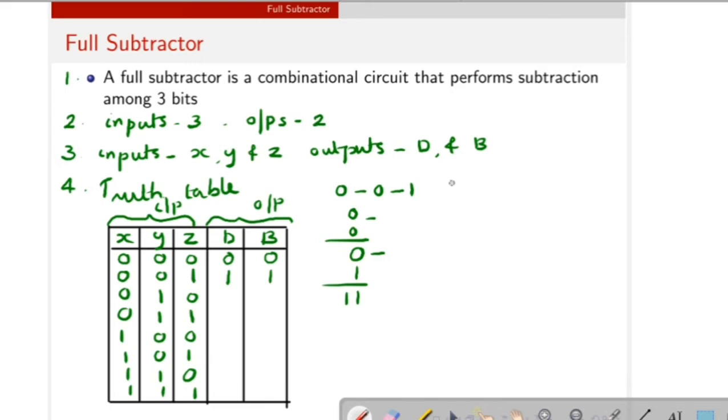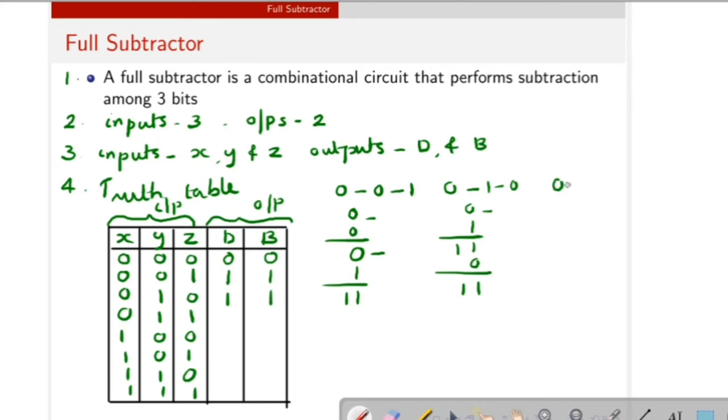Okay, next is 0 minus 1 minus 0. 0 minus 1 is equal to 1 with a borrow. Then subtract 0 from 1. That is 1 minus 0 is equal to 1. So here it is, difference is equal to 1 and borrow is equal to 1.